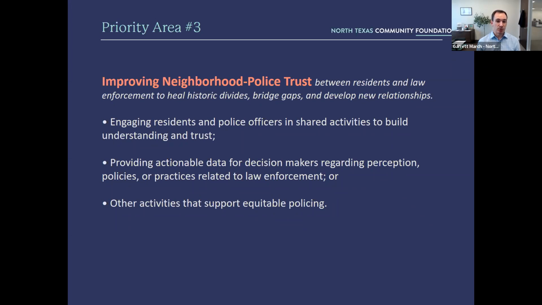And then providing actionable data for decision makers regarding perception, policies, and practices related to law enforcement. FAIR has funded a couple of surveys that several different groups have participated in on this very topic. So we like to have real data available to our community that helps improve practices and decision making. And then other activities that support equitable policing. We want to think about how we can help law enforcement be best equipped to do their jobs equitably.